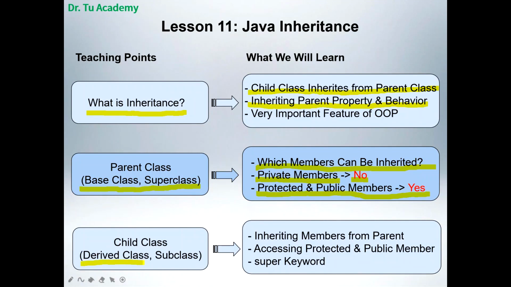The child class is also called derived class or subclass. The child class inherits members from the parent. It can access protected or public members of the parent class. We will also learn how to use the super keyword.